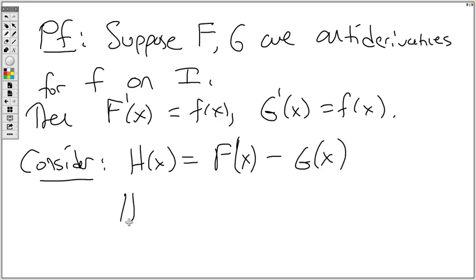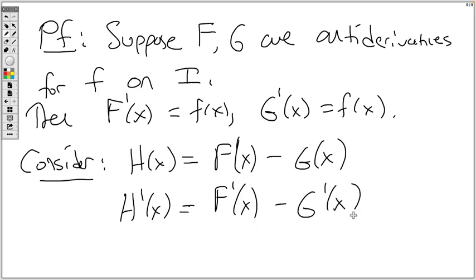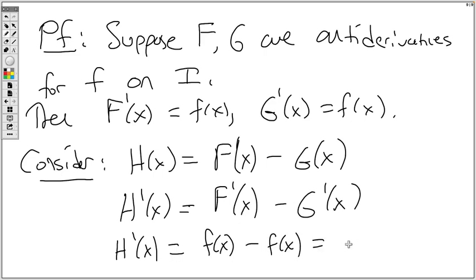Then what would capital H prime be? Well, that would be the derivative F prime minus the derivative G prime. But what's capital F prime and what's capital G prime? They're both what? Capital F prime is? Capital G prime is? So H prime is what? 0.